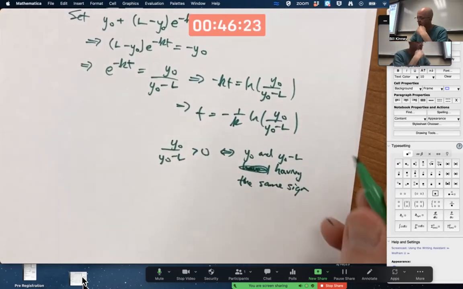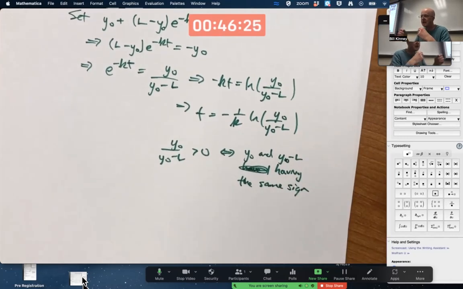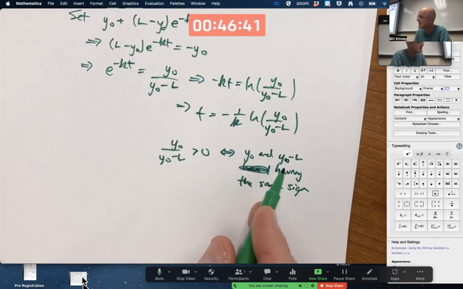And y0 and y0 minus L are going to have the same sign in one case when y0 is negative. They'll both be negative. And in another case where y0 is bigger than L, then they'll both be positive. If y0 is between 0 and L, then one's positive, one's negative, right? If y0 is between 0 and L, this is positive, this is negative.